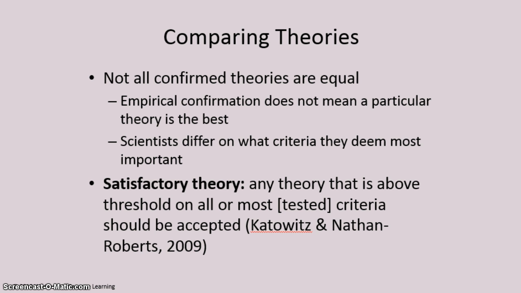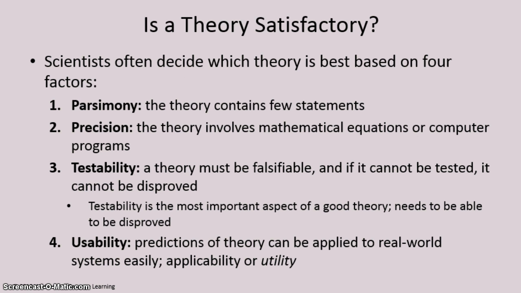And this is any theory that is above a certain threshold on most tested criteria. So this goes back to your empirical confirmation. Your tested criteria should be accepted. In addition to that, we should also look at some other factors that help us understand if it's a good or satisfactory theory. So we also decide on if a theory is good based on these four factors.